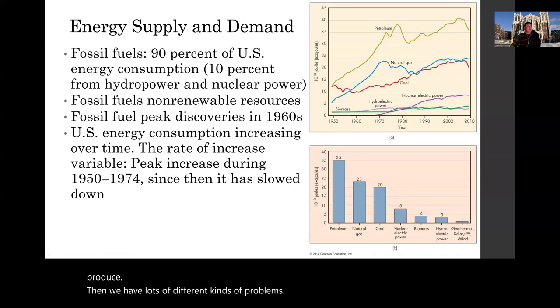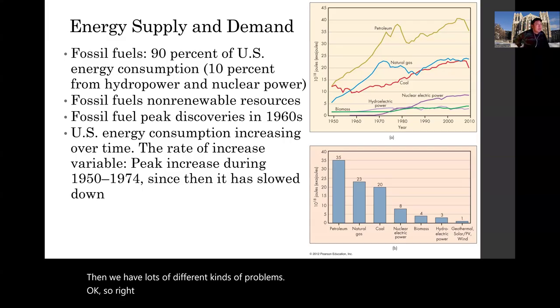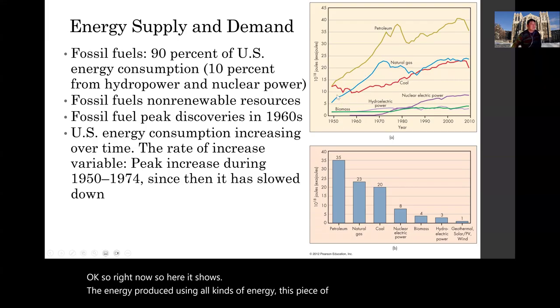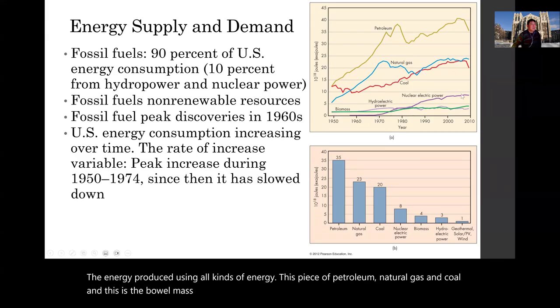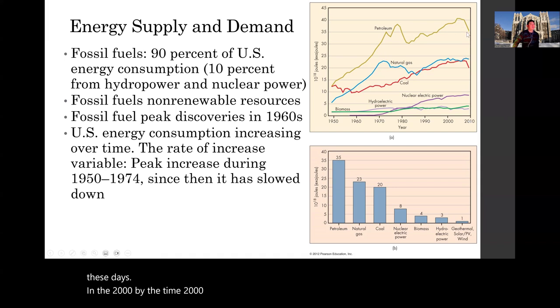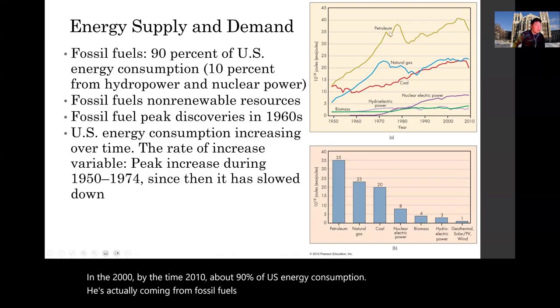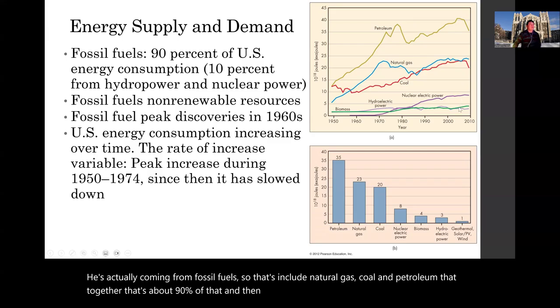Okay. So right now, here it shows the energy produced using all kinds of energy. This is the petroleum, natural gas, and coal, and this is the biomass, hydroelectric power, nuclear power, and so forth. So you can see that these days, by the time of 2010, about 90% of US energy consumption is actually coming from fossil fuels. That includes natural gas, coal, and petroleum. Together, that's about 90%. And then after that, there's about 10% hydropower and about 10% nuclear electric power.